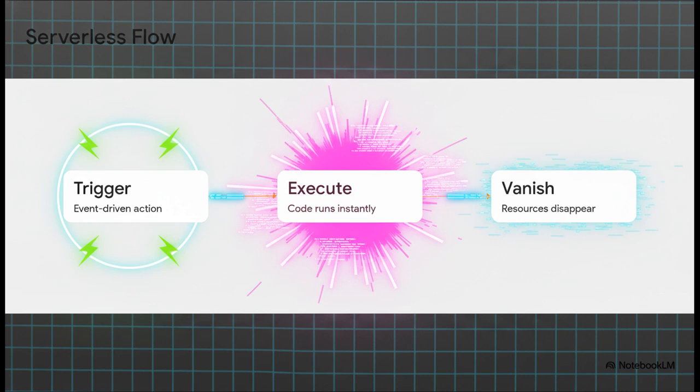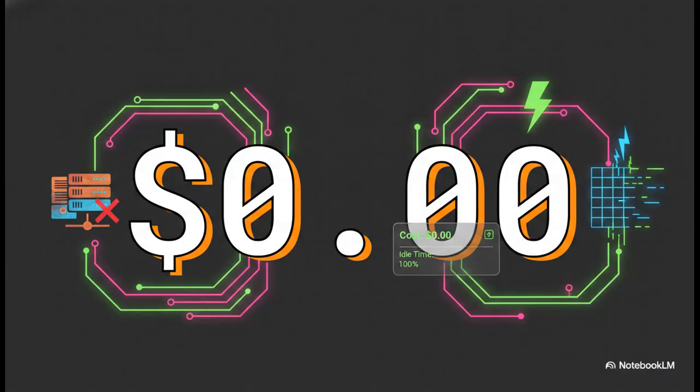And then, Step 3, the exact moment the job is done, those resources immediately vanish right back into the invisible grid. It's purely event-driven. Your code only runs when it is explicitly triggered. The sheer magic of serverless really comes down to one number, $0 for idle time. Because those resources literally vanish the millisecond your code finishes executing, your idle cost is zero. Think about that.